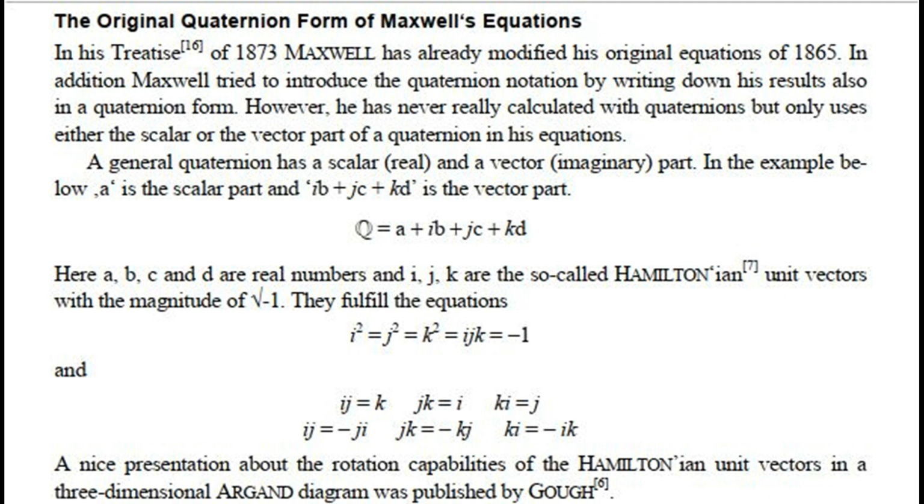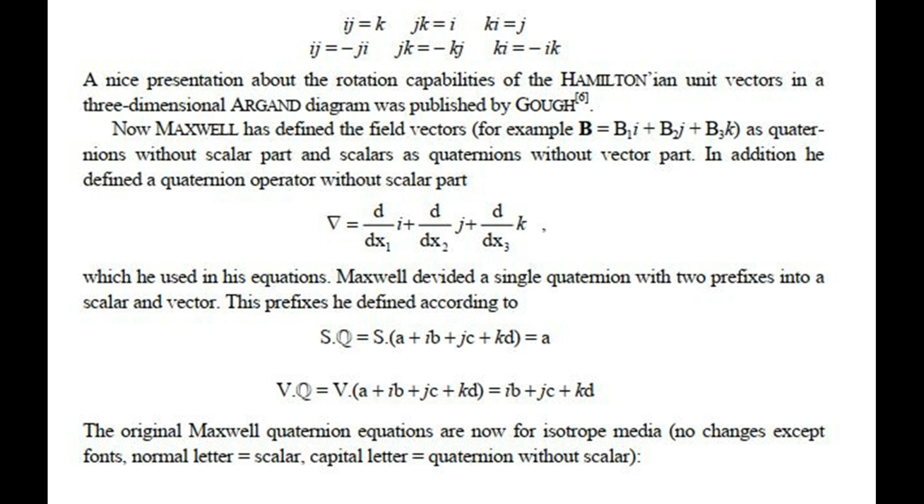In the example below, A is the scalar part and iB plus jC plus kD is the vector part. Here A, B, C and D are real numbers and i, j, k are the so-called Hamiltonian unit vectors with the magnitude of 1. They fulfill the equations. And a nice presentation about the rotation capabilities of the Hamiltonian unit vectors in a three-dimensional Argand diagram was published by Goff. Now Maxwell defined the field vectors, for example B equals B1i plus B2j plus B3k, as quaternions without scalar part and scalars as quaternions without vector part.